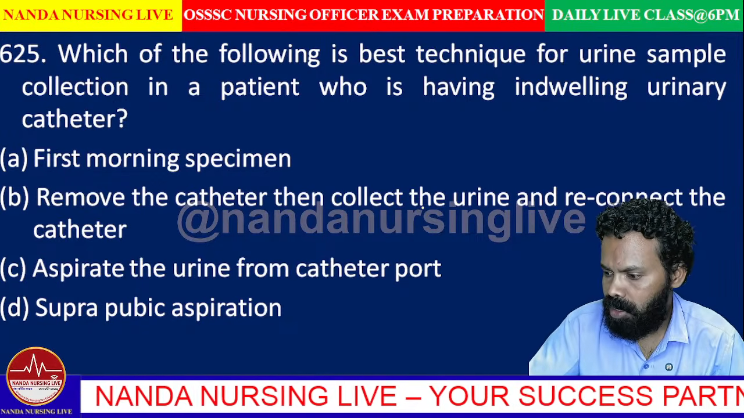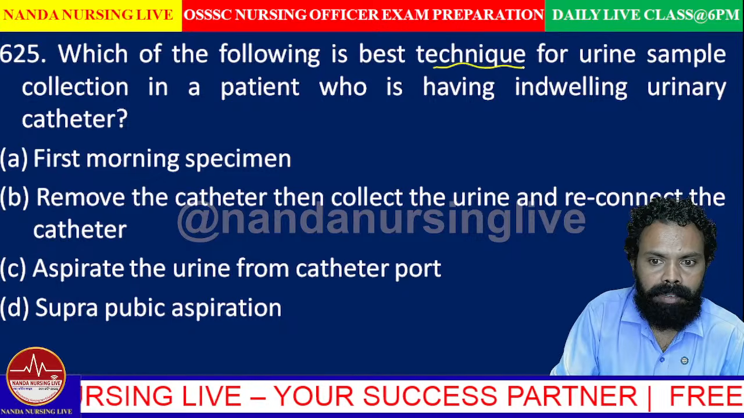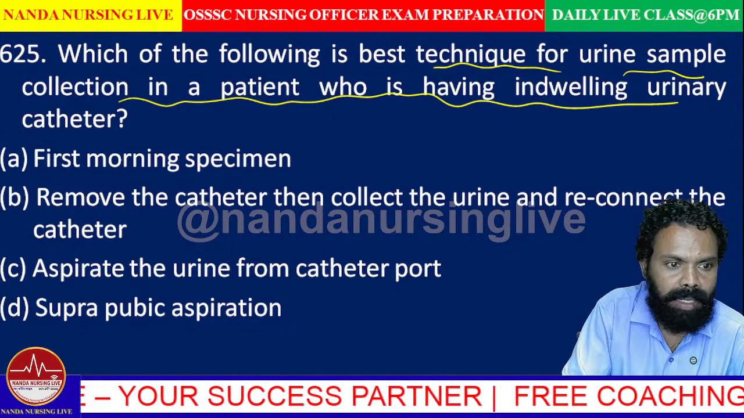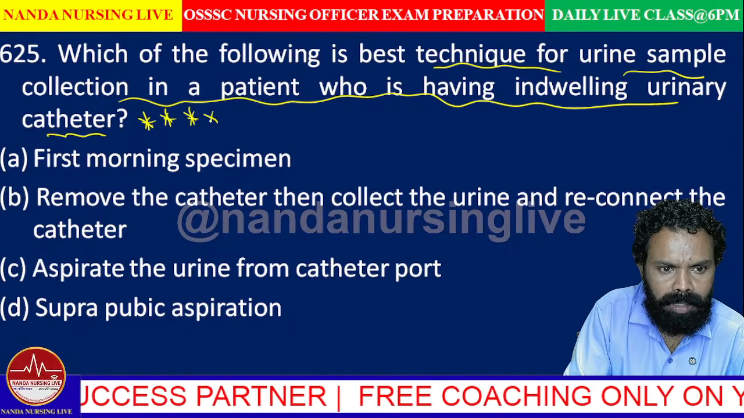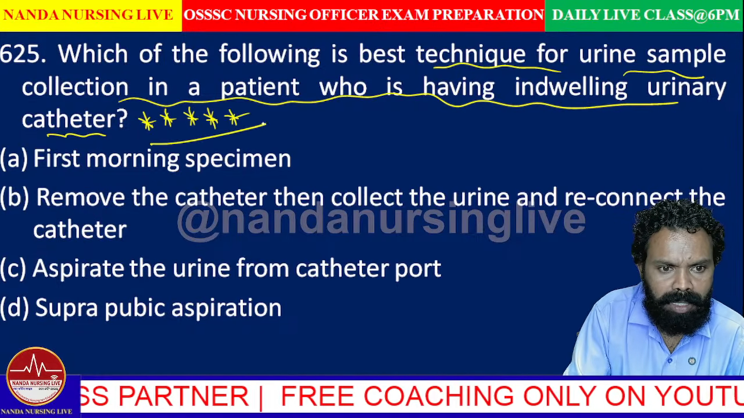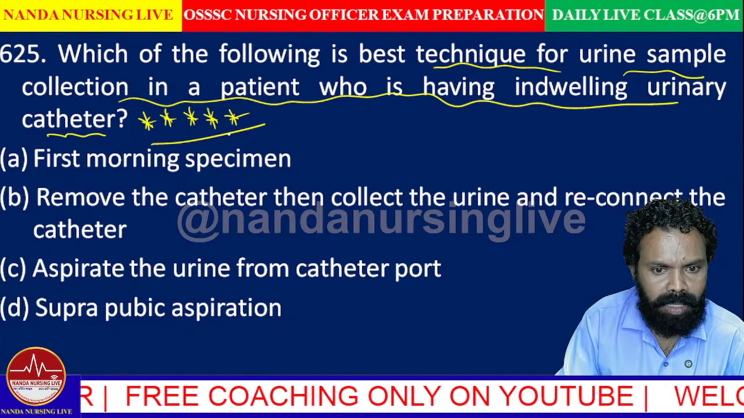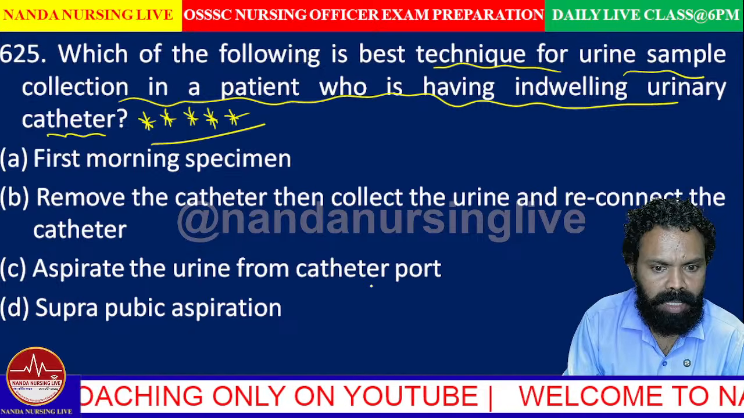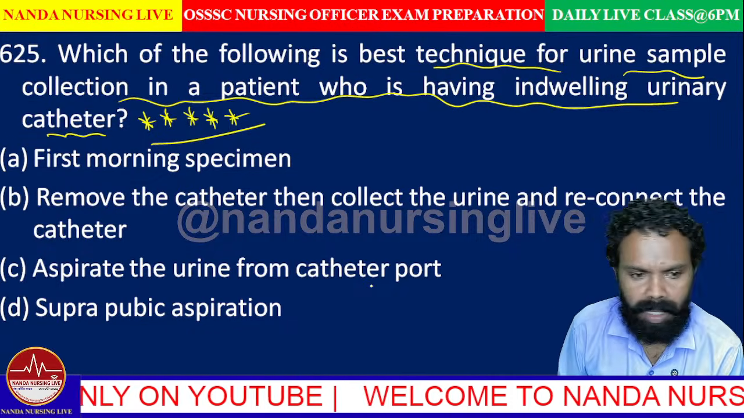So which option is the correct answer, beta? Which of the following is the best technique for urine sample collection in a patient who is having an indwelling urinary catheter? Most important MCQ, right? This is a clinical or skill based question. Option A, first morning specimen; option B, remove the catheter, then collect the urine and reconnect the catheter; option C, aspirate the urine from the catheter port; option D, suprapubic aspiration.